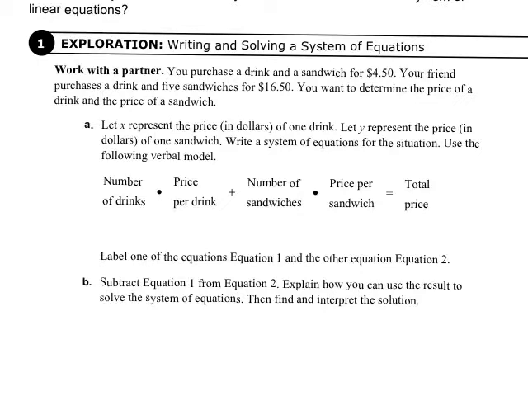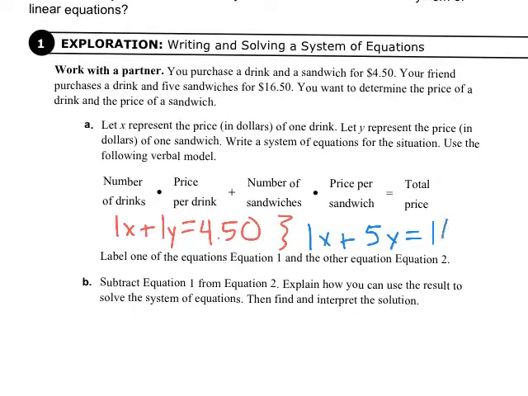So the number of drinks, it looks like you have one drink. Sorry, let me pull out my pen. There we go. Looks like you have one drink times the price per drink, which is X, plus the number of sandwiches. You purchase one sandwich times the price of the sandwiches. And it looks like your total bill is $4.50, right? So that's you. The second equation, your friend, it looks like he or she purchases one drink, so 1x, plus 5 sandwiches, who knows why, 5y. And they paid $16.50.